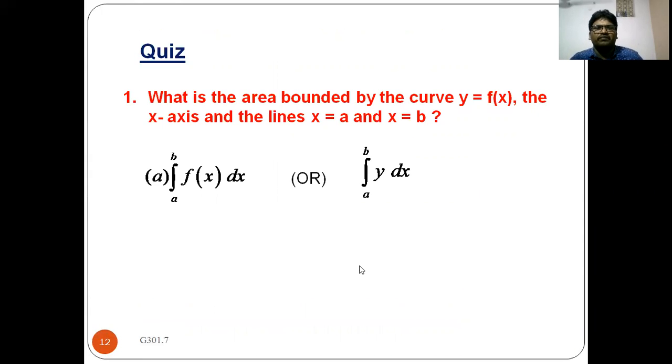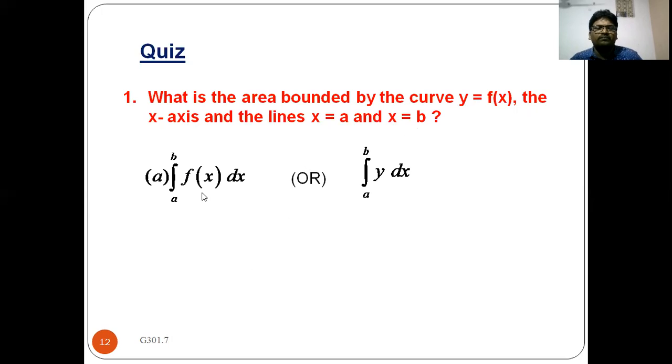So today's quiz, I want to give you one quiz also. What is the area bounded by the curve y is equal to f of x, the x-axis and the lines x equal to a and x equal to b? Between the lines x equal to a and x equal to b above the x-axis, you have to find the area, you have to write the formula for y is equal to f of x.